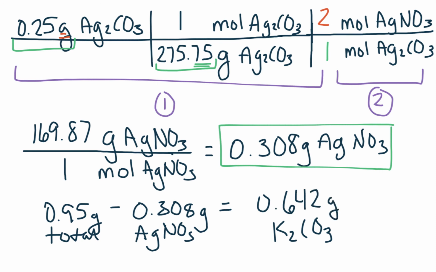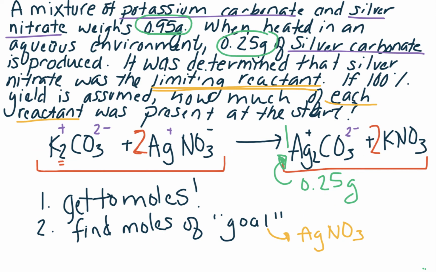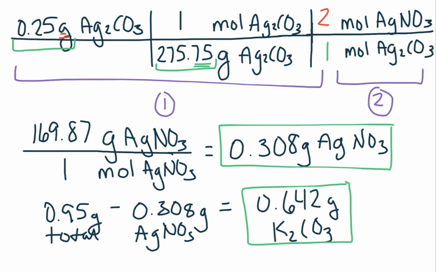So our first question is always, does this make sense? To find out if your answer makes sense, we're asked how much we started with. Well, the total amount that we started with needs to equal 0.95 grams. So if you add these two up and they equal 0.95 grams, then that makes sense.